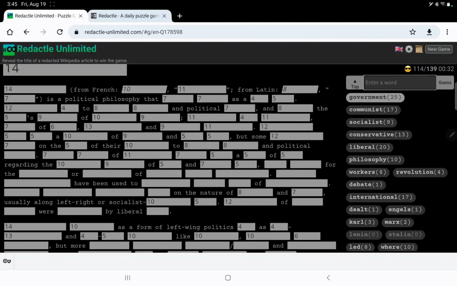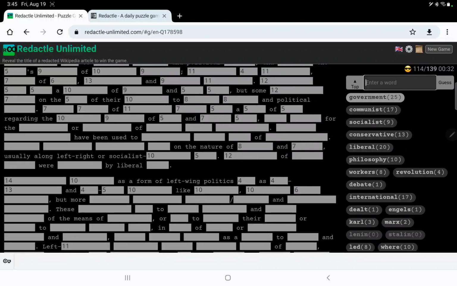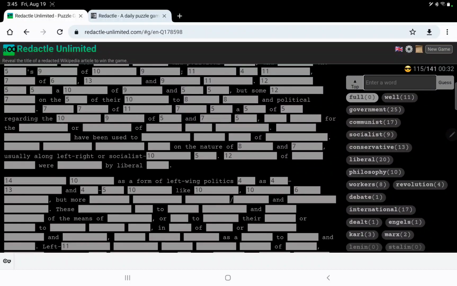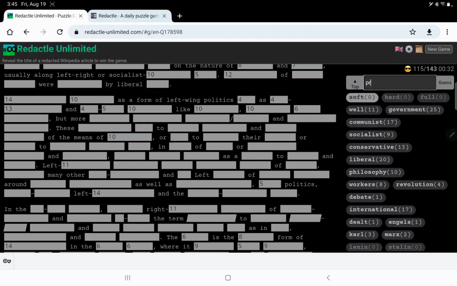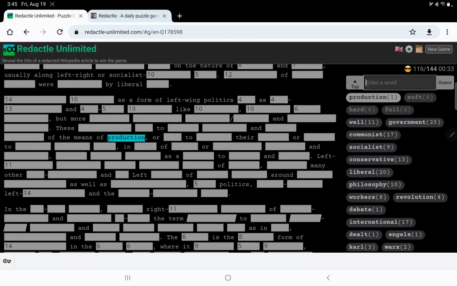Well, full, hard, soft. I'm trying to think what those 4-letter prefixes could be. The means of production. Yes. Control. One control.